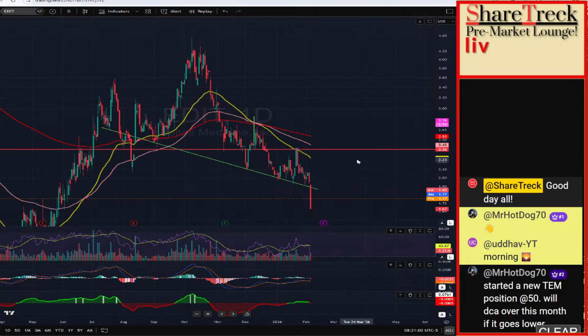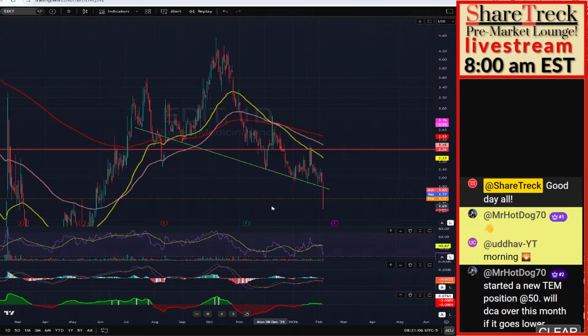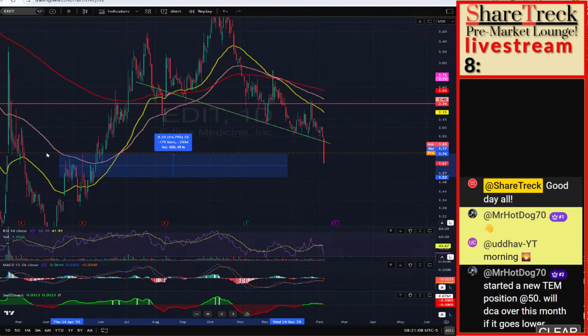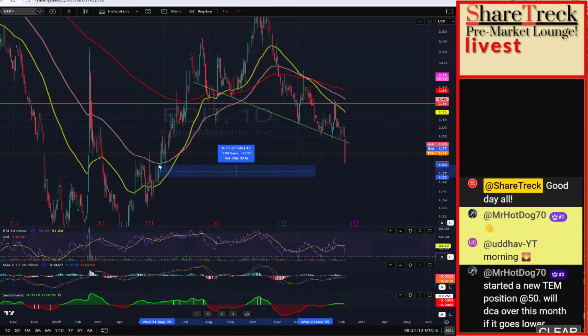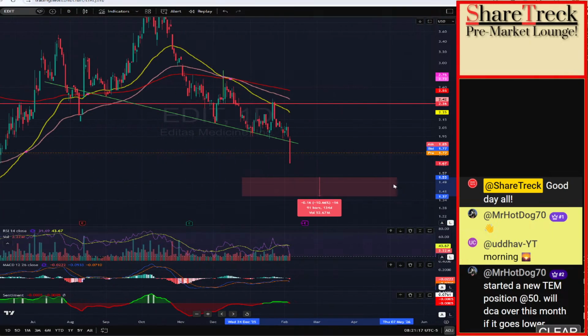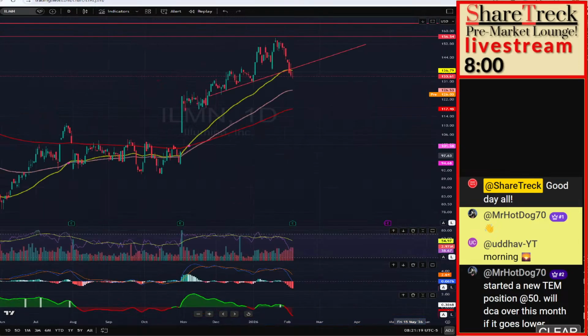The chart continues to look very weak to me. Yeah, I think this is a last-ditch support, I suppose, because we have a lot of consolidation out here. Anyway, the chart is weak. I wouldn't go anywhere near Editas right now.